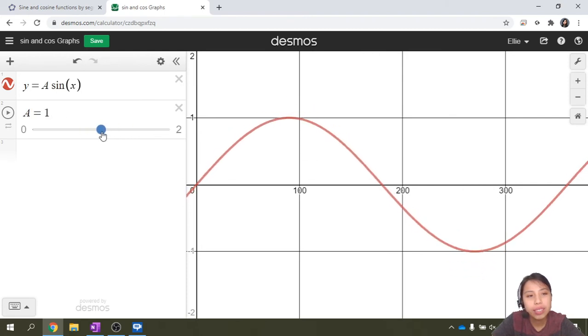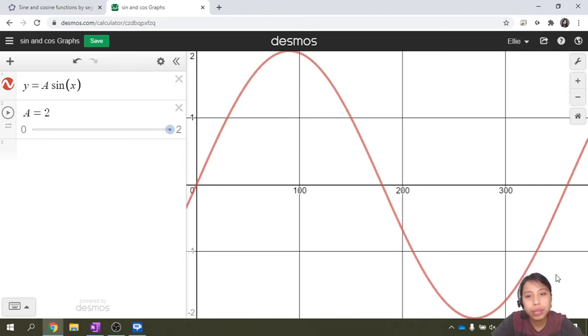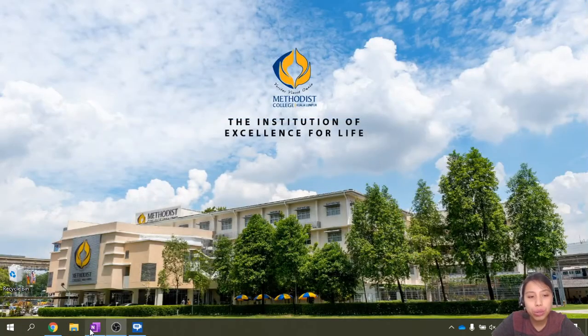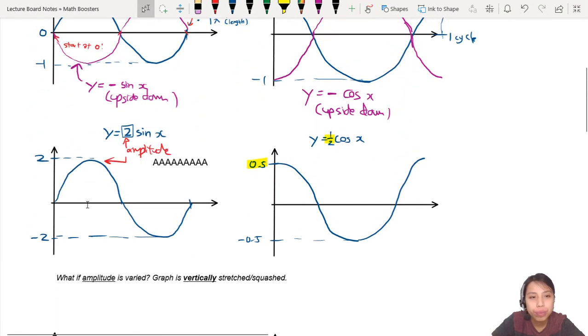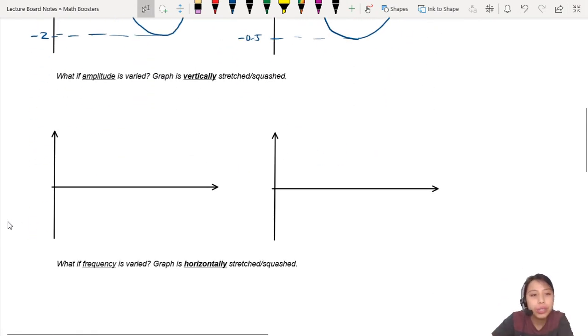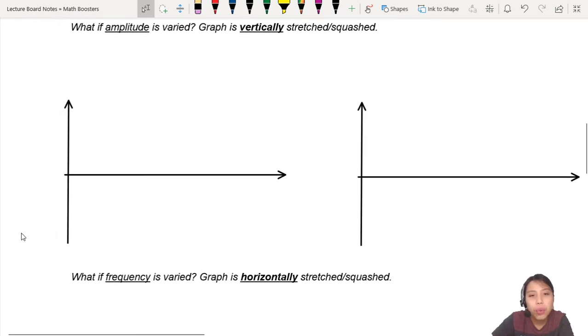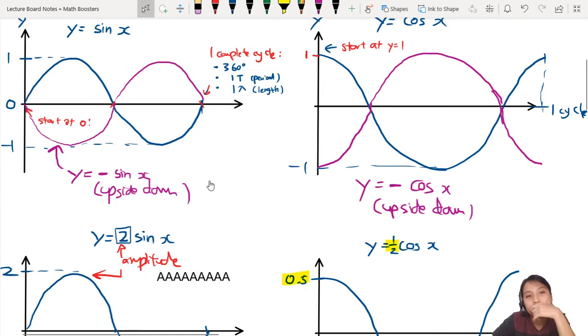Okay, if A is 0, A is 1, then it's the normal one. A is 2, it's bigger already. So that one you need to know: what does the number mean? How to change the amplitude? Okay, the next one you need to know, the last one, is, if we think of this as a wave, right?